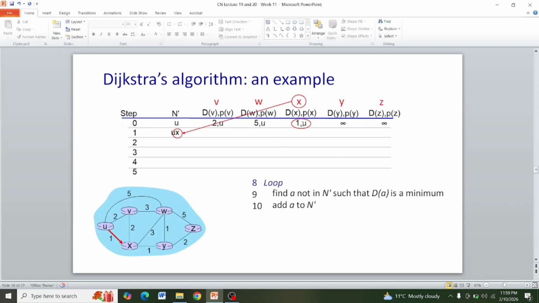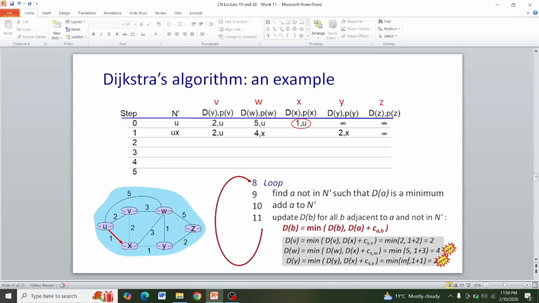Here we have to find the minimum, as we saw in our previous slide. As we can see, 1 is the minimum cost, therefore we will pick X and move this X to the set N prime. Now we will find the adjacent nodes of X and move forward. Here we can see that V, W, and Y are the adjacent nodes of X. So we will recompute the cost using this equation.